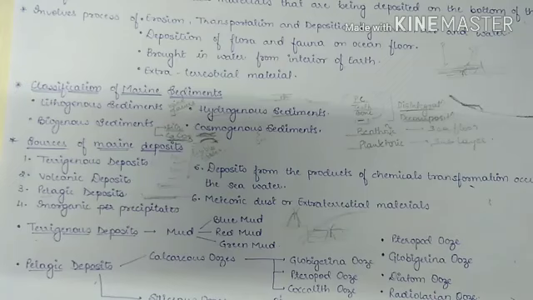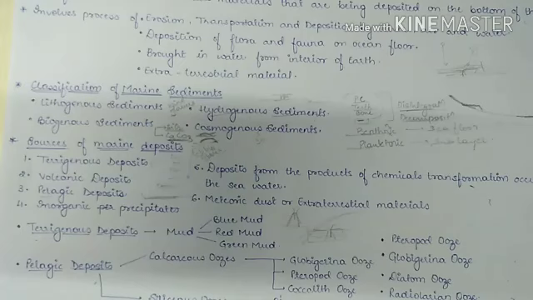So the inorganic deposit is the one which contains less than 30% of organic material, and the organic deposit is the one which contains more than 30% of organic matter. Okay, now the organic deposit is also known as oozes.